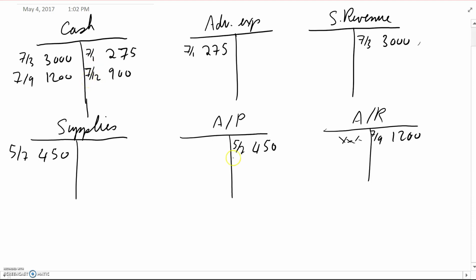What happens with the accounts payable? The accounts payable is a liability. It is credit. When it decreases, it takes the opposite nature, which is debit. So here you have the 900, 12th of July.